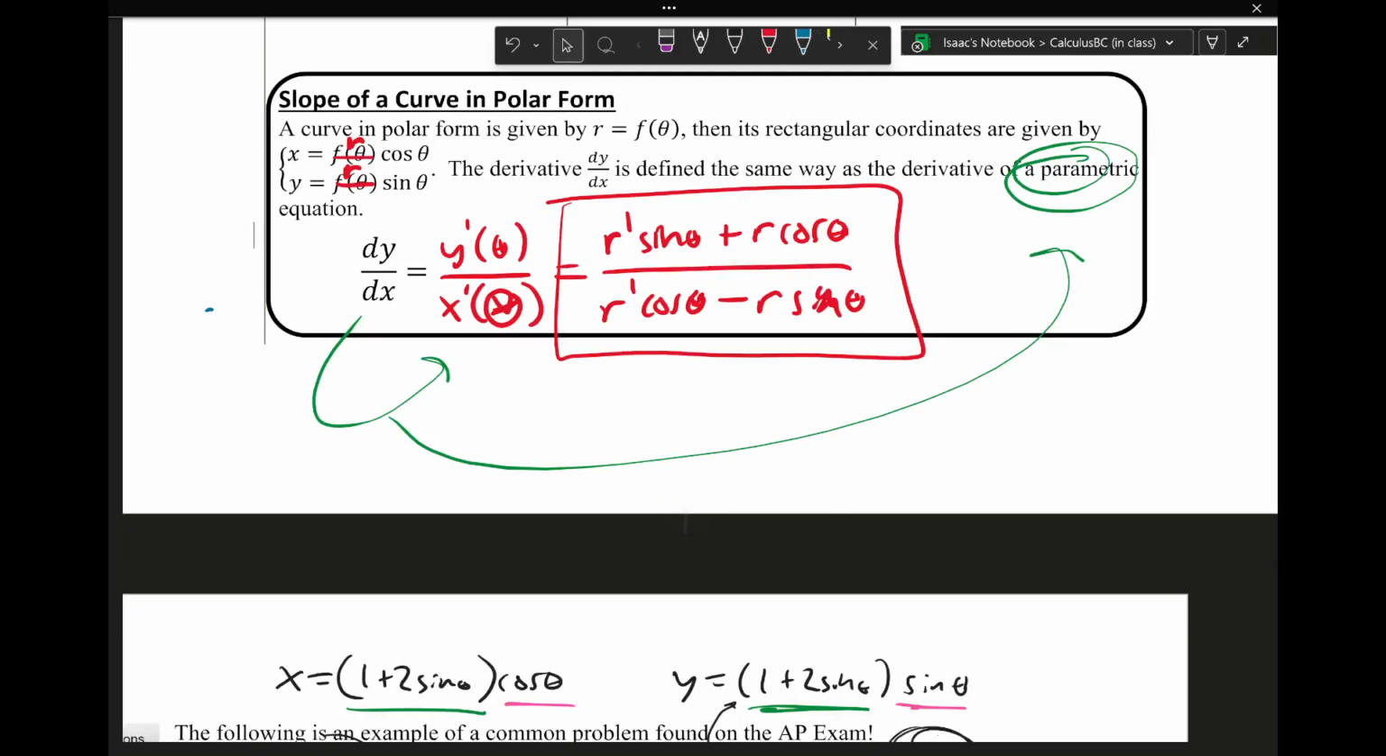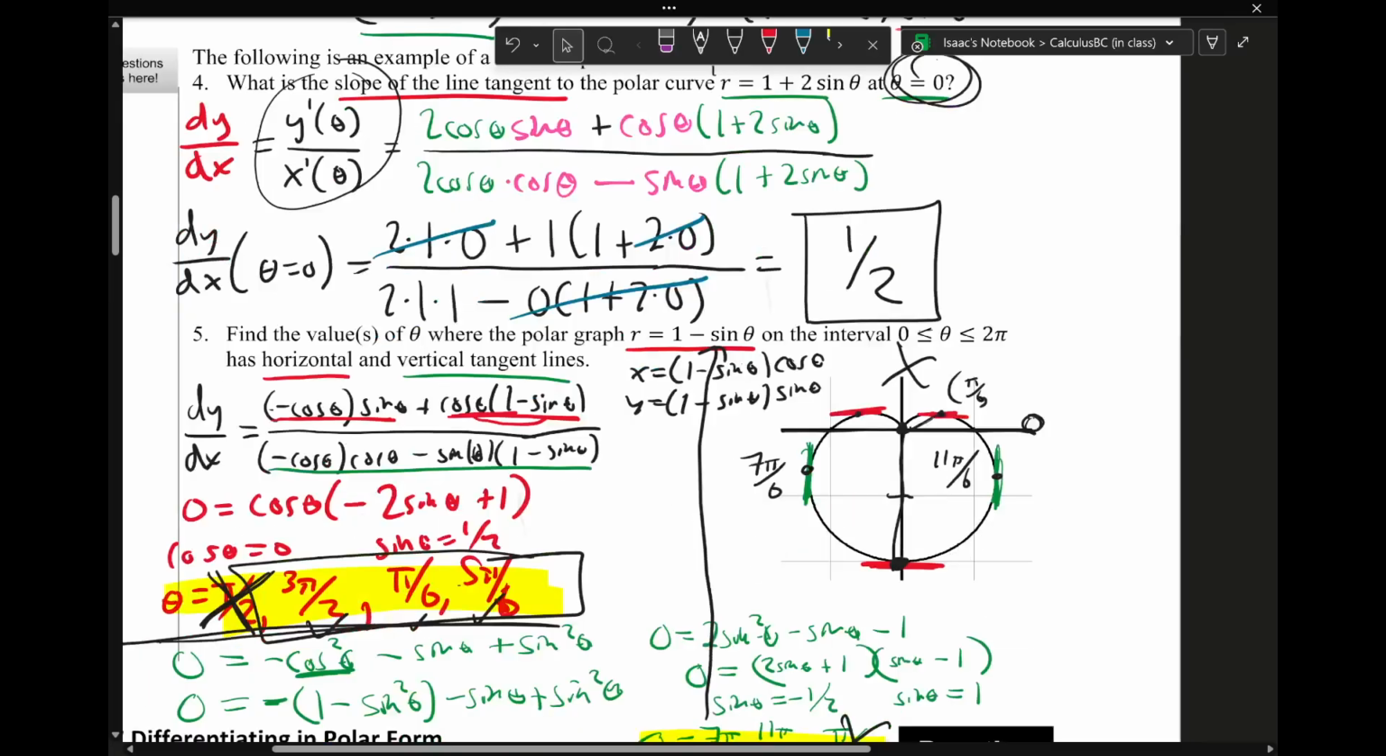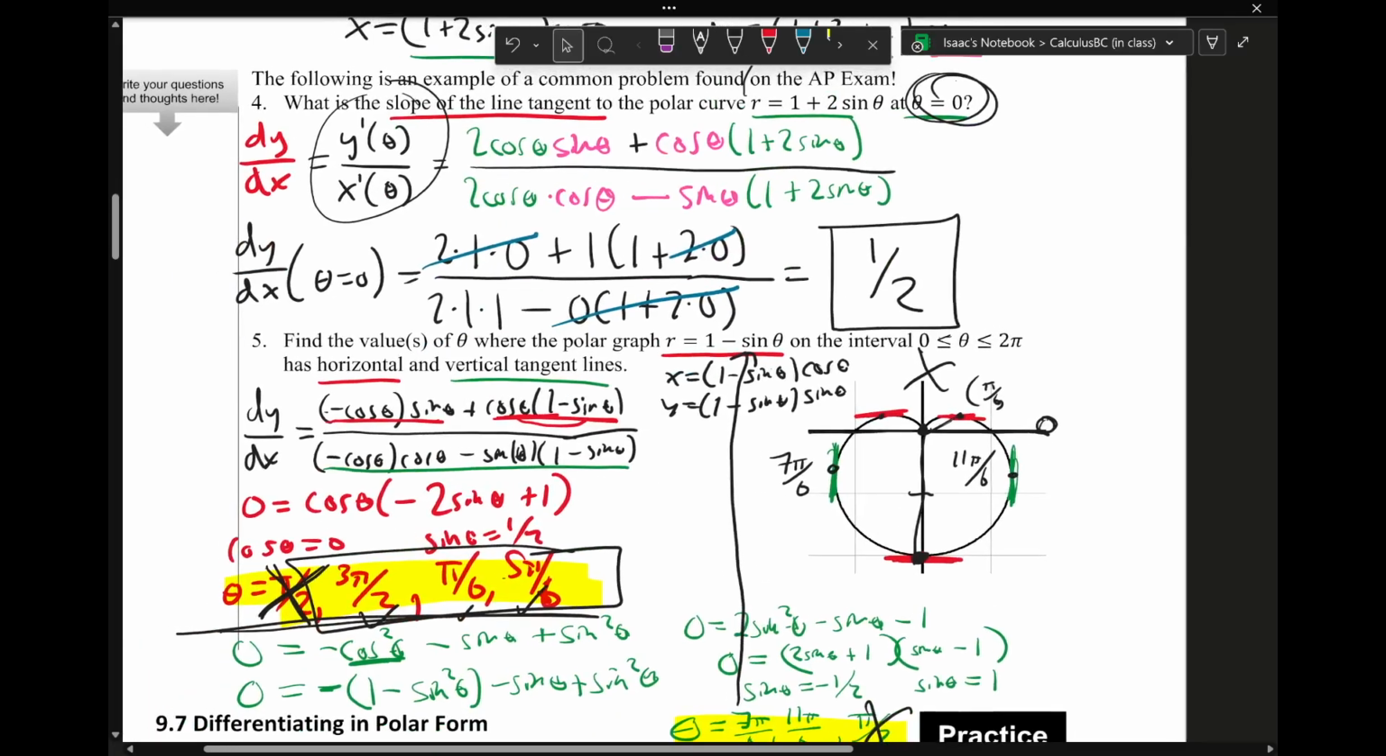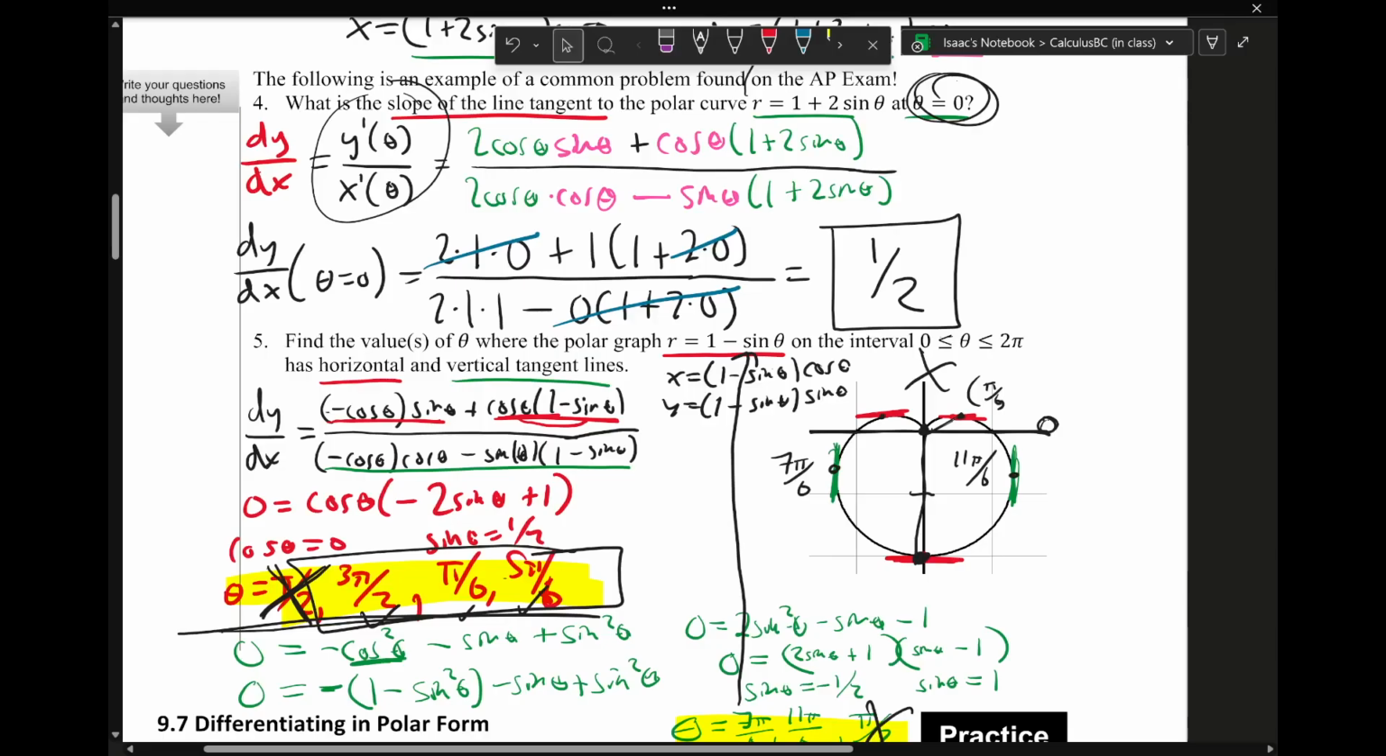So that's how we find dy/dx. And then the two hardest questions by far, because you can just quickly see how messy they were. They asked us to find the slope of a tangent line in question 4, which was basically find dy/dx at theta equals 0. So I did what I just said: basically do the product rule for the derivative of y, divide by the product rule for the derivative of x, plug in 0 for theta.